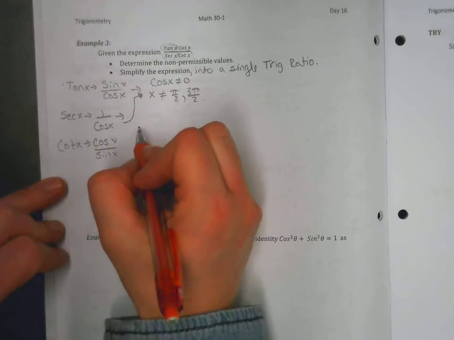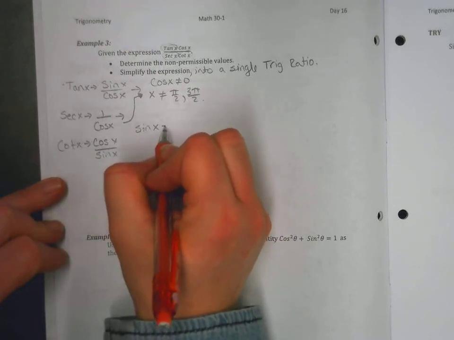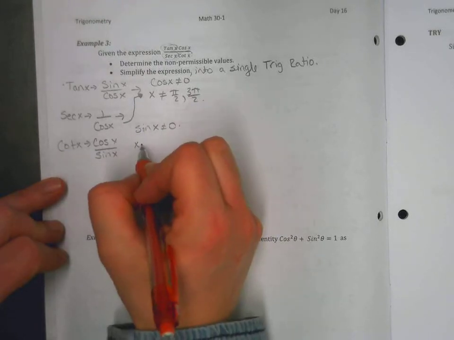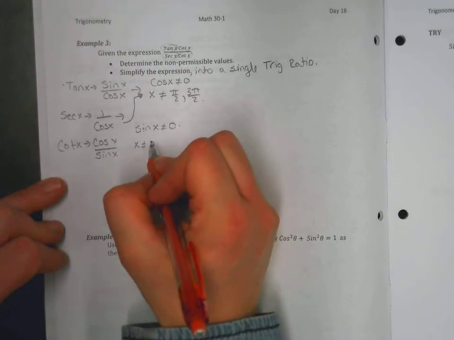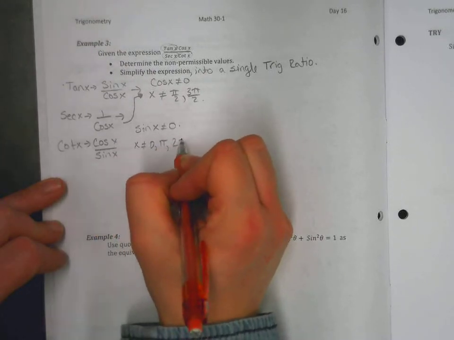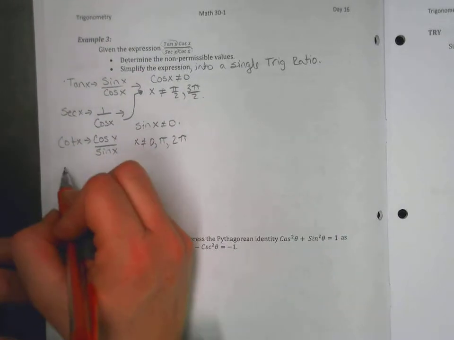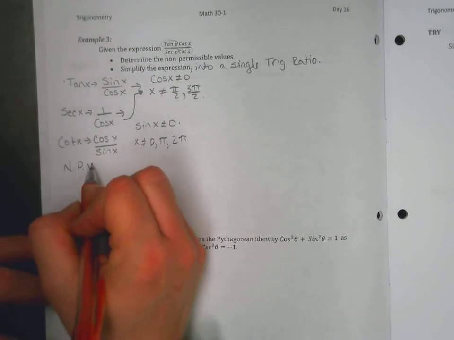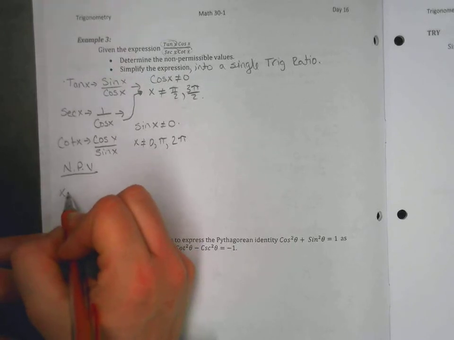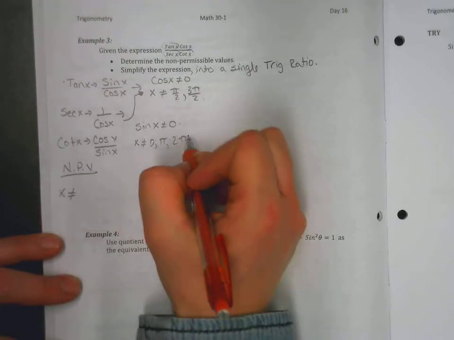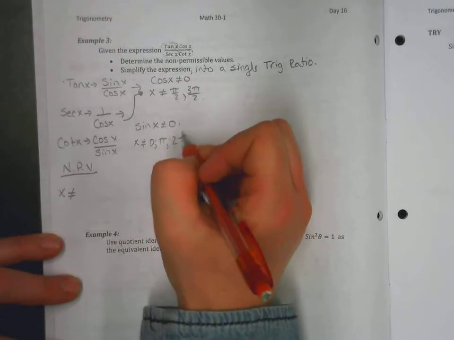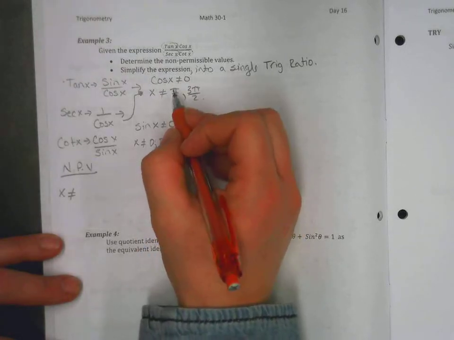So what would our non-permissible values be? Our non-permissible values would be x cannot equal all of these values. Well, again, all of these values are related to each other by a half a pi. So it'd be basically just half a pi n, where n belongs to the integers. Okay. So that's the first part.